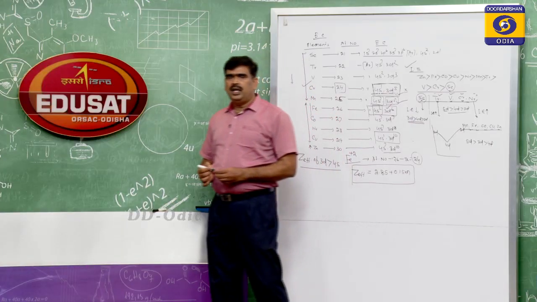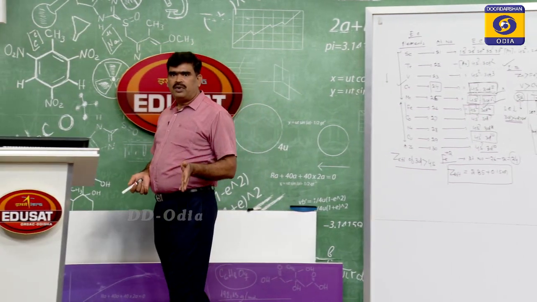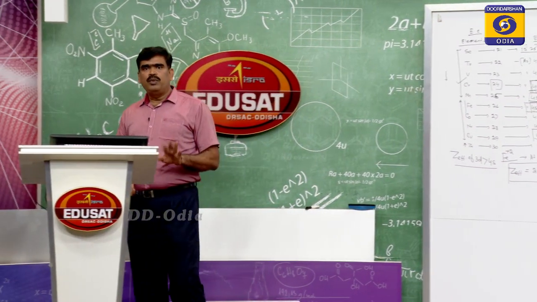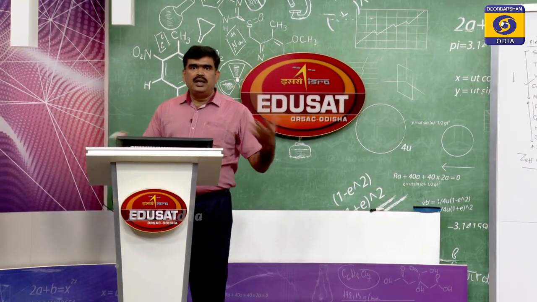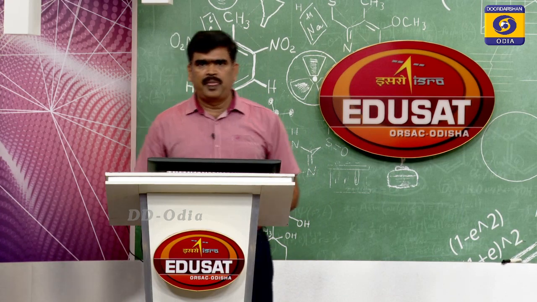So the ionization energy of the scandium group decreases down the group, and in the case of titanium, vanadium, chromium and nickel it increases, but in the remaining, just remember the trick. That means 5d has a higher ionization energy than 3d and 4d. Right? Next is the oxidation state.